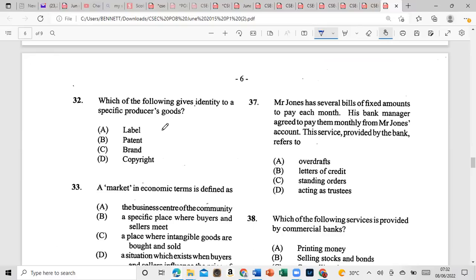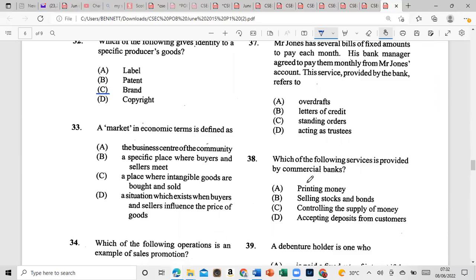Which of the following gives identity to a specific producer's goods? Is it A, label, B, patent, C, brand, or E, copyright? And that is brand. This one is also a B. So if you say that, that's the truth.